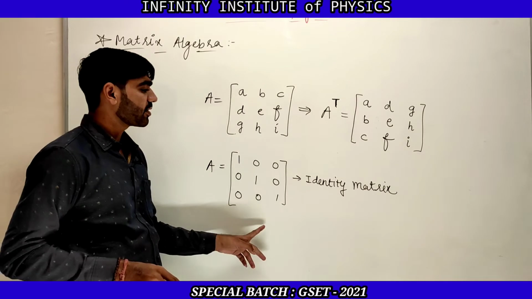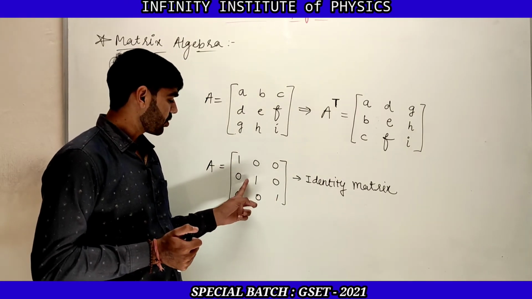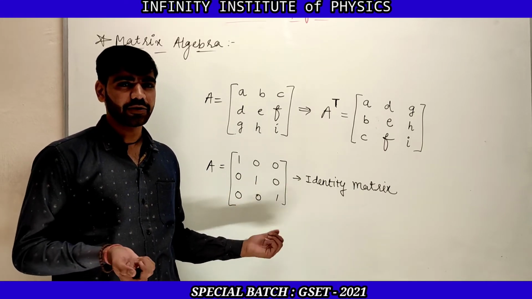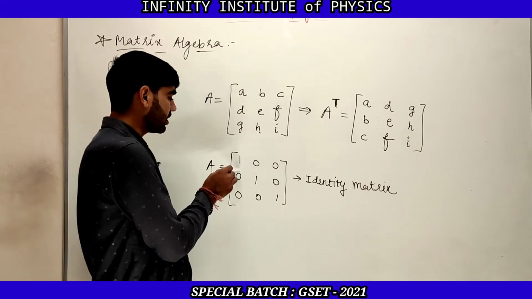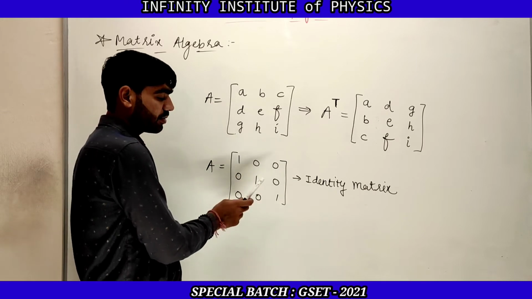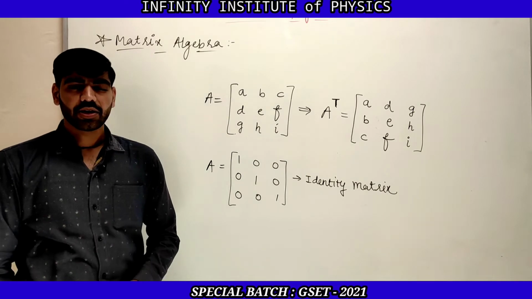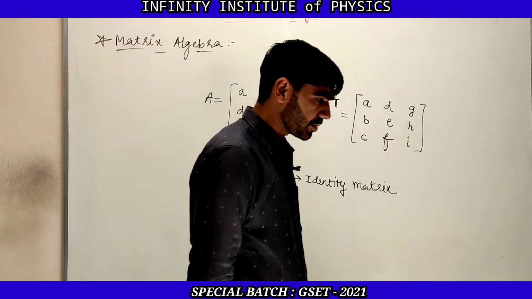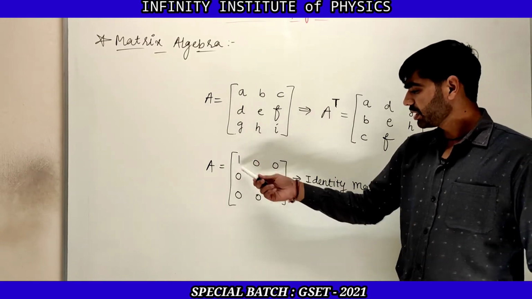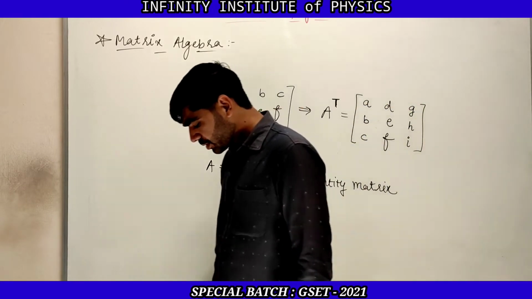So an identity matrix is a matrix in which every principal diagonal entry is 1 and all other entries are 0. This is also a matrix with determinant equal to 1, because if you find the determinant, then 1, neglecting that row and column, is 1 into 1 minus 0, so it is 1. So the determinant of the identity matrix will always be 1.